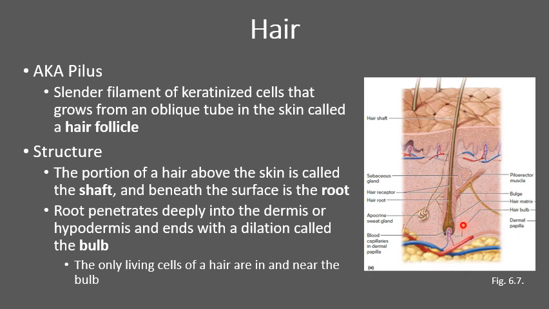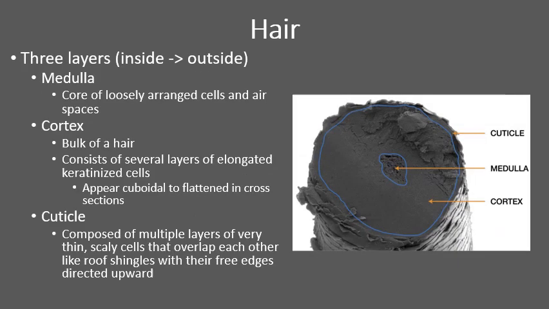The only living cells of hair are in and near the bulb, which means only that part of an actual hair is living. The rest is dead. All the hair on your body is technically dead. Hair has 3 different layers. We're going to discuss them from inside to outside. In the middle, we have a medulla, which is a core of loosely arranged cells. And as you can see, there are a few air spaces in between.